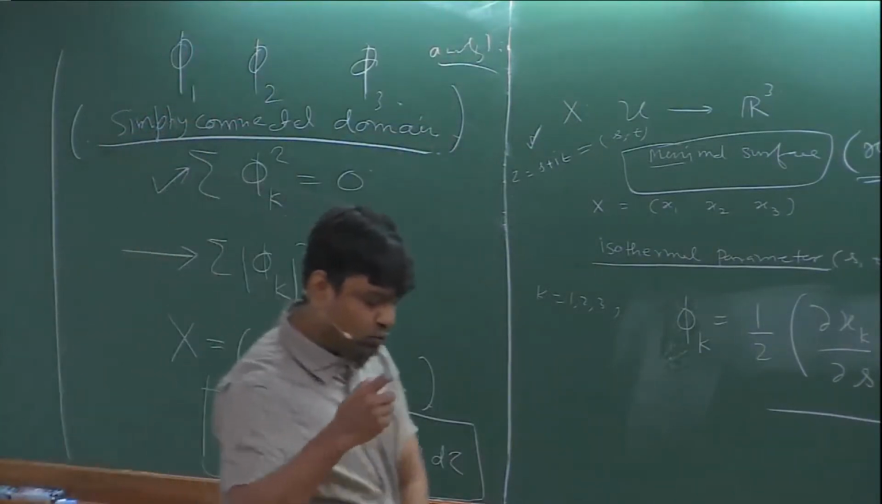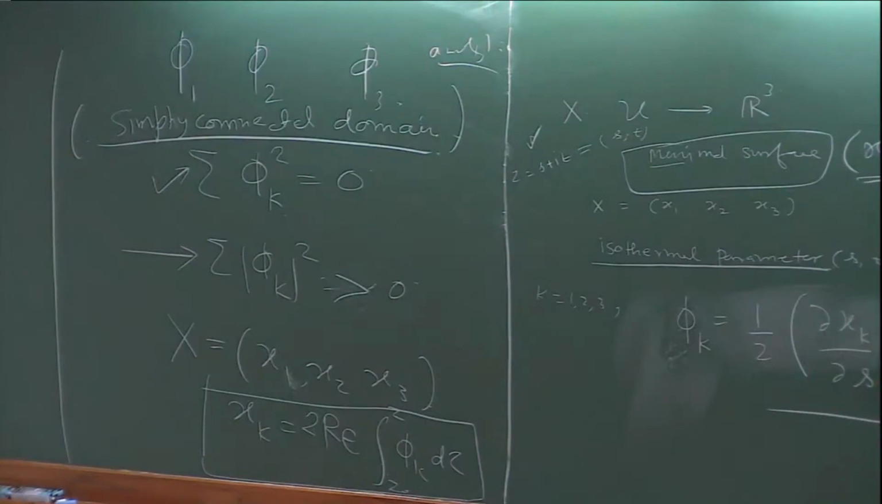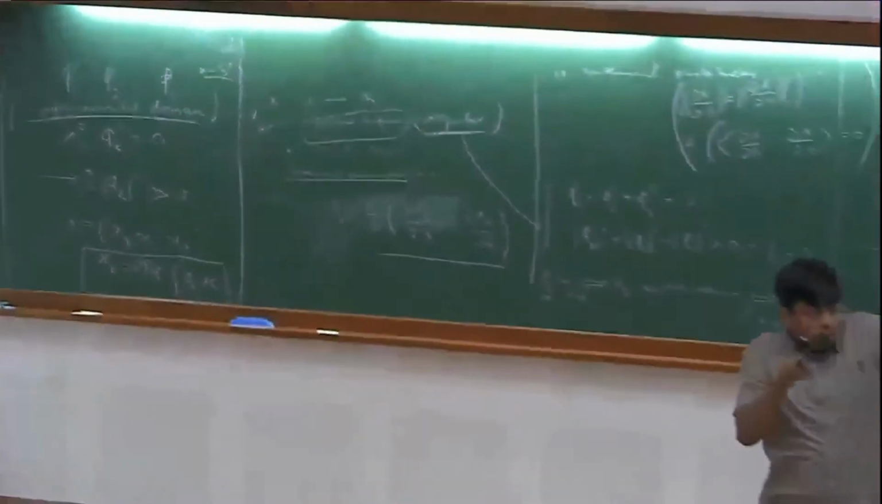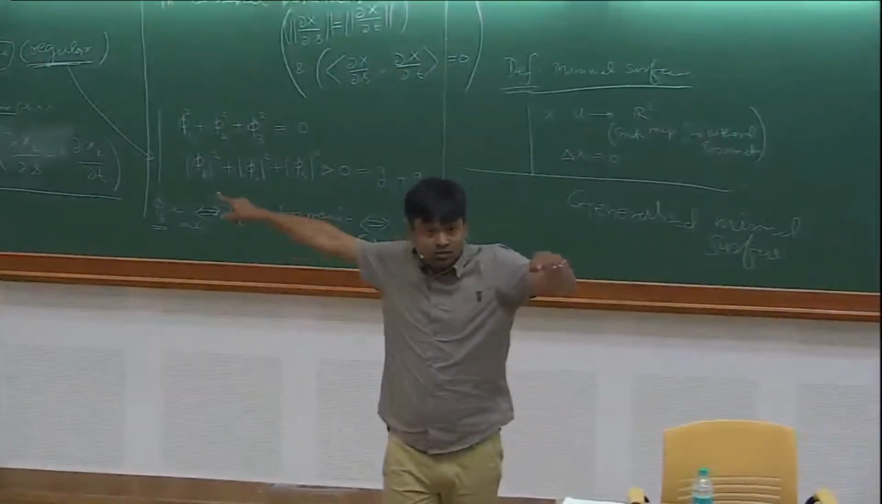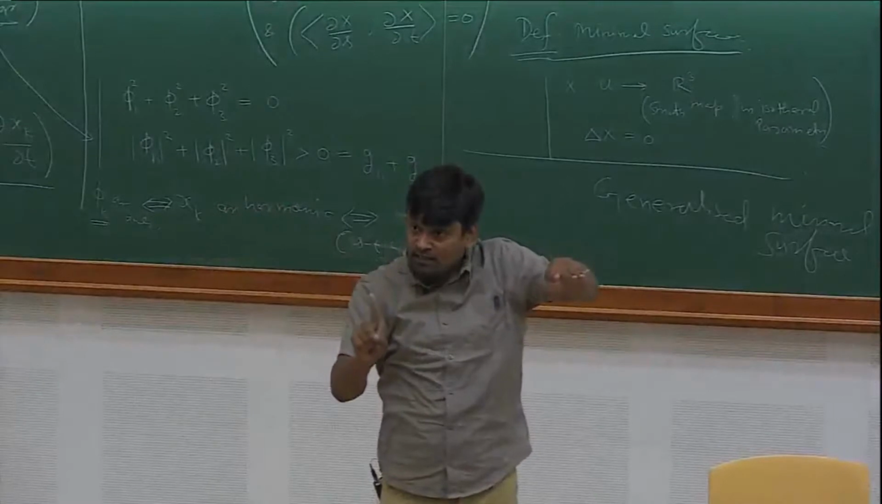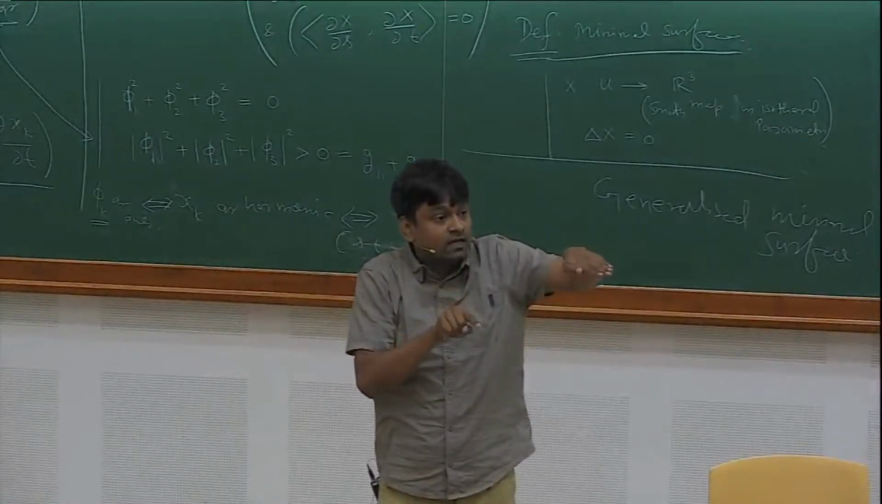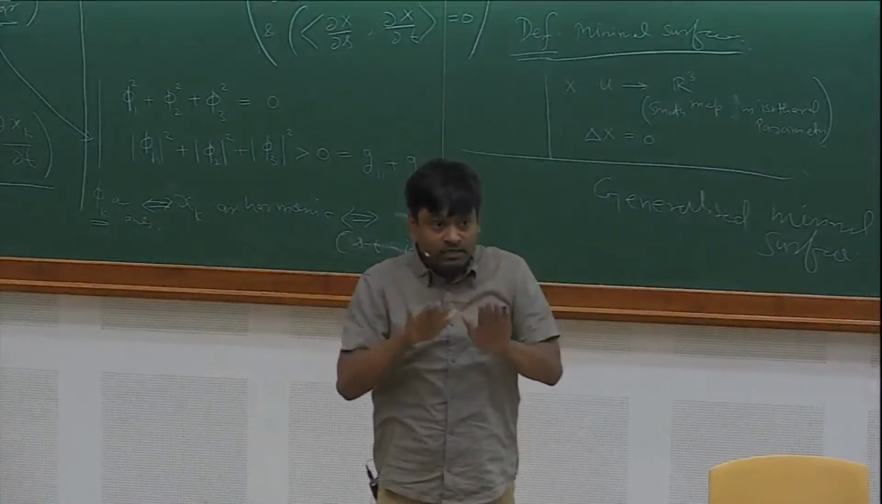See, to get the minimal surface, this is the one thing: you start from a simply connected domain and choose phi 1, phi 2, phi 3 such that those are analytic. The starting point is simply connected, and analytic, such that these two conditions are satisfied. You are taking simply connected because the integral makes sense. You are asking for the first condition because of isothermality, and the second condition because of regularity. Remember these things in your mind.